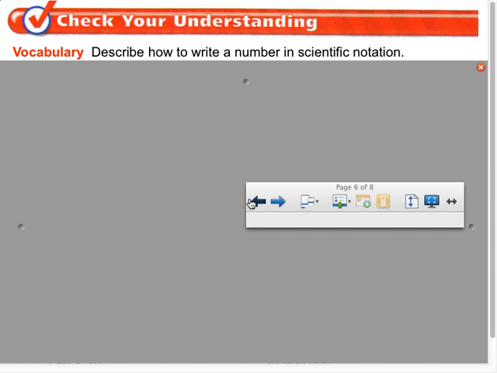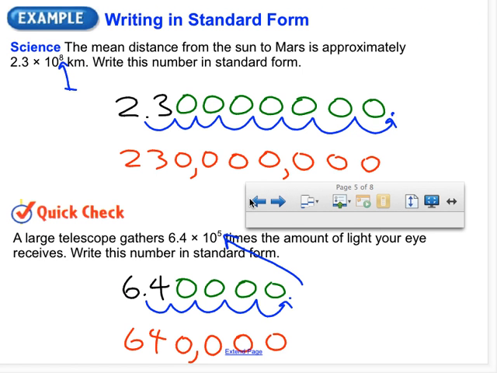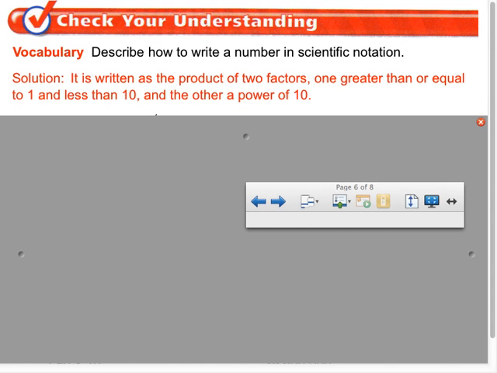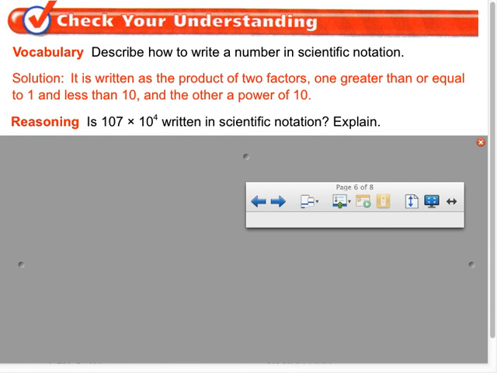The other factor, let's go back. So scientific notation, right? This is the first factor, like the quick check we had, 6 and 4/10. That was the first factor. It's between 1 and 10, right? And then the other factor is going to be what? A 10, base 10 with an exponent, right? So let's look at what the book gives us for an answer. There it is. It is written as the product of 2 factors, one greater than or equal to 1 and less than 10, and the other is a power of 10. Are we good?